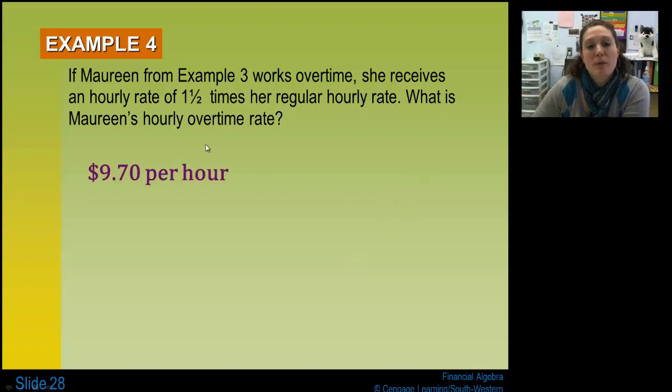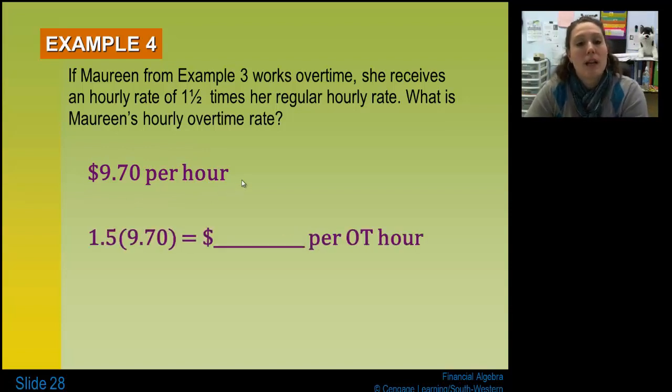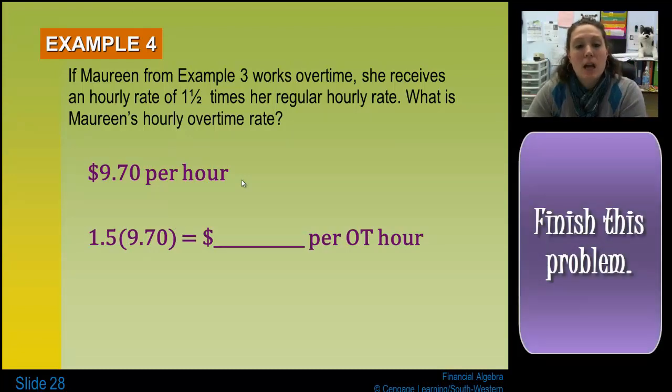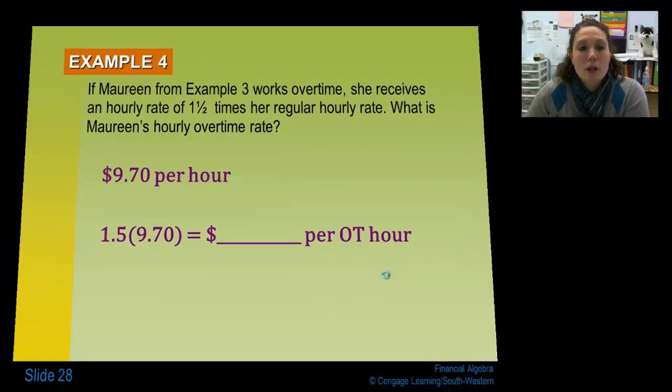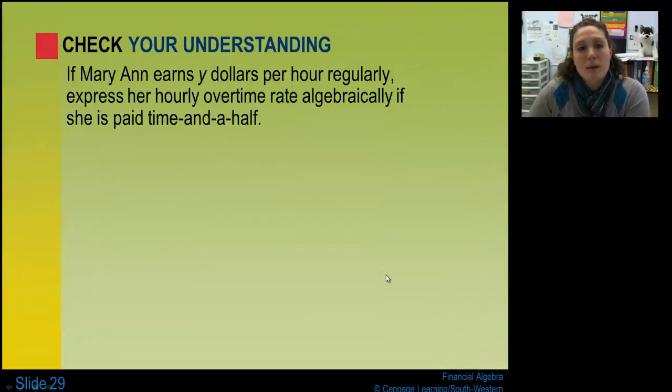So we know that from example 3, she makes $9.70 per hour. Well, her overtime is 1.5 times that. So if I take the $9.70 times 1.5, I will get her hourly rate. So 1.5 times 9.70, that gets her her overtime hourly rate. Check your understanding. We're going to go ahead and skip this question.